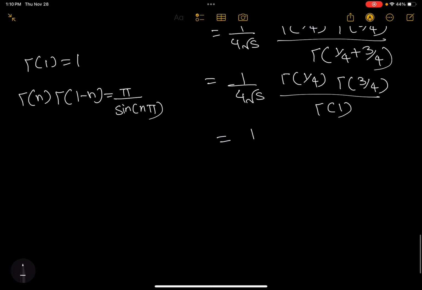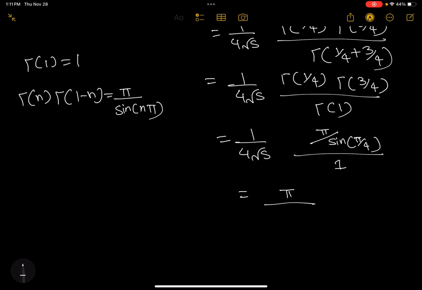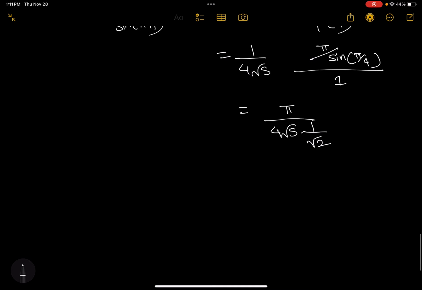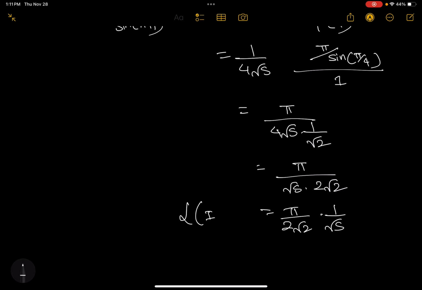So this will be 1 by 4 root s times pi by sine of pi by 4, divided by 1. So this will be pi by 4 root s times 1 over sine pi by 4. Sine pi by 4 is 1 by root 2, so this will be pi by root s times 2 root 2. So basically pi by 2 root 2 times 1 by root s. This is our Laplace transform of the integral in the world of s.